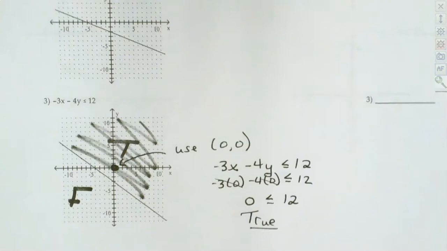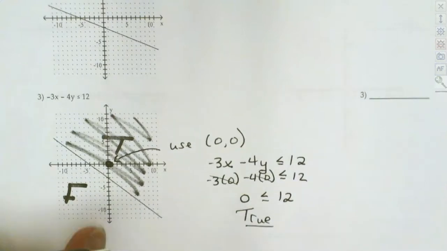Some of these you already have the line drawn. And all you need to do is pick a point, not on that line, and check it to see if it's true or if it's false. All right, so that's all you need to do on 2 and 3, and there's several others like this as well. You should now be able to get through 2.4 in your homework.